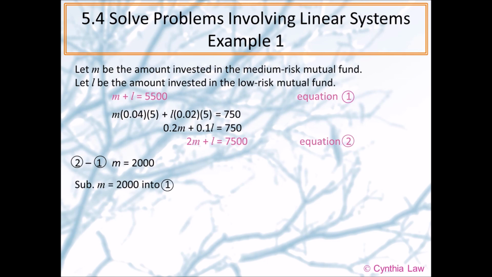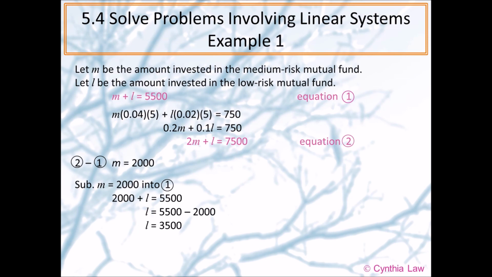Then I substitute M equals 2,000 into equation 1. Why? Because there's only one M in that equation. I don't want to multiply 2,000 by 2 if I don't have to. So 2,000 plus L equals 5,500. When I solve for L, then I have 3,500 as the amount invested in the low risk mutual fund.